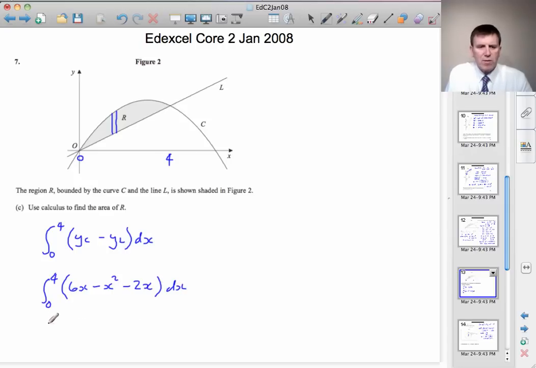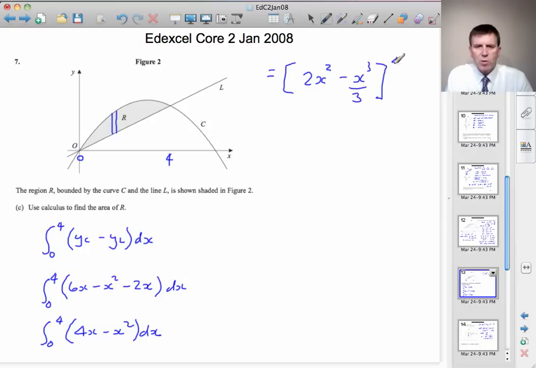And that integral can be simplified further. We can say it's the integral from 0 to 4. 6x minus 2x is 4x. So it's 4x minus x squared integrated with respect to x. And if we integrate those two terms, integrate 4x, we get 2x squared. Raise the power by 1, divide by the new power. 4 over 2 gives you 2. And if we integrate minus x squared, we get minus x cubed divided by the new power 3. And that's between 4 and 0.